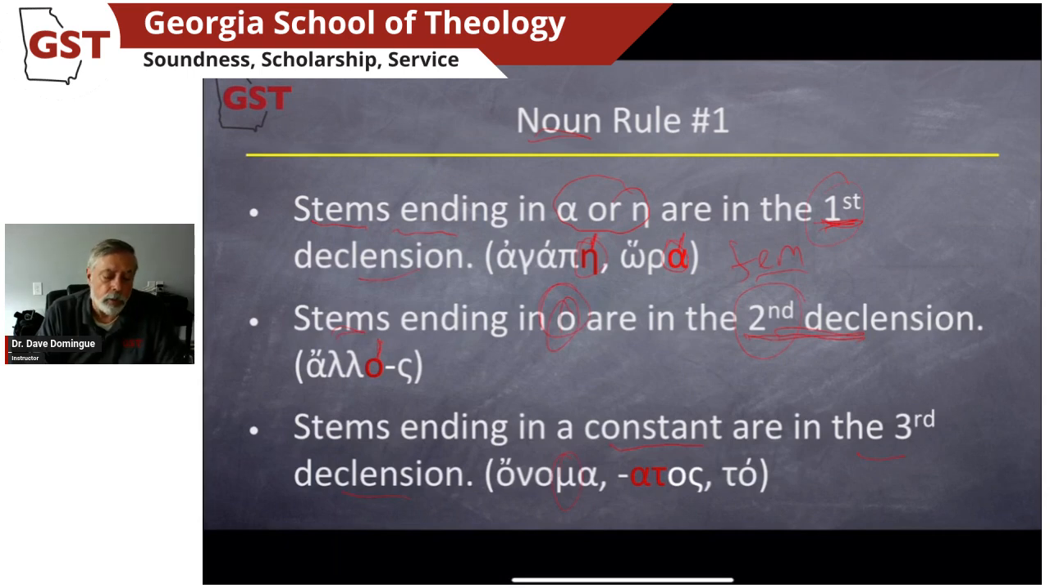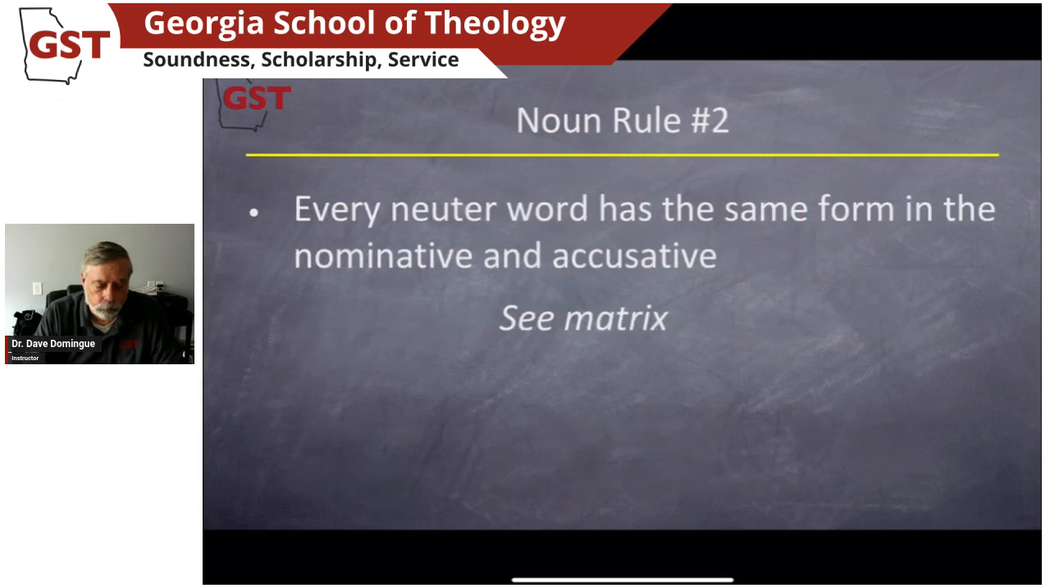Noun rule number 1: stem endings in an alpha or eta are in the first declension. Stem endings in an omicron are in the second declension pattern. Again, it's a pattern for the case endings. Stems ending in a consonant will follow the third declension pattern, associated with case endings for words that are either masculine, feminine, or neuter.